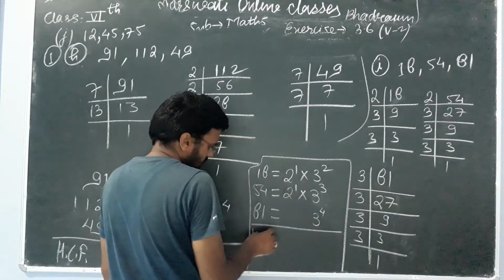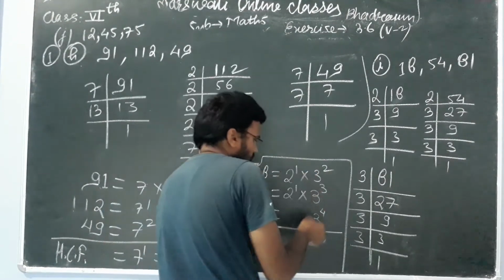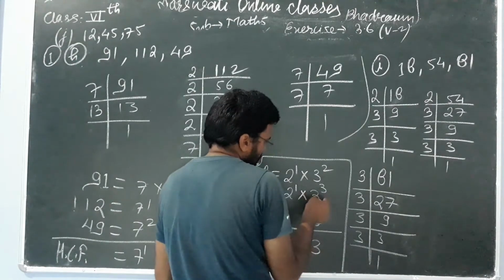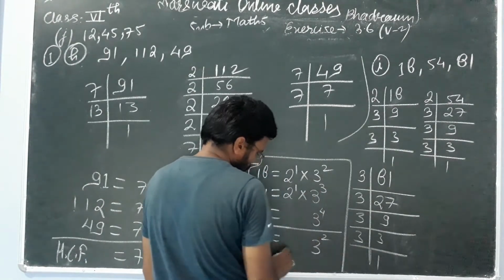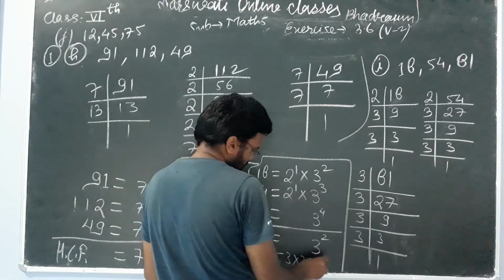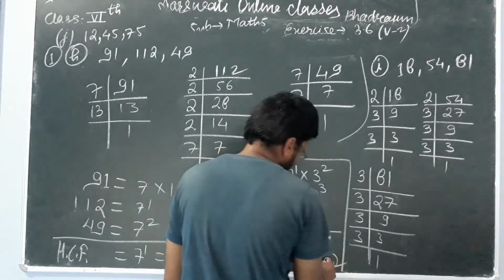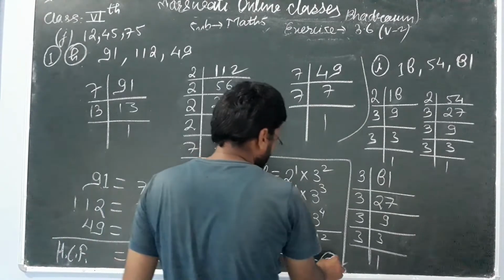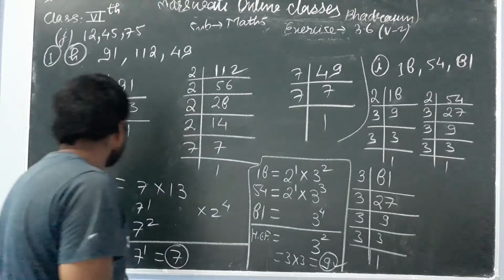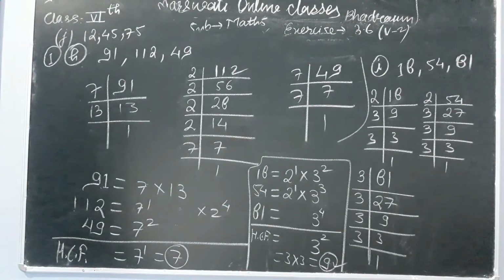Hence our HCF is what? 3 is common and the smallest power is 2. 3 to the power 2 means 3 into 3, which is 9. Our HCF is 9. And this was all the parts, and this was our question number first, complete.